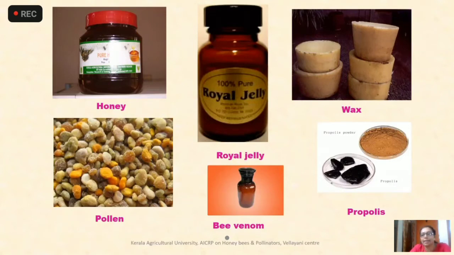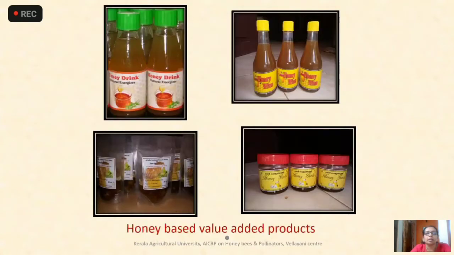Earlier, it was directly injecting the bee venom, and this technique was first imported from China. So we have gone through the 6 products: honey, then royal jelly, wax, pollen, venom, and propolis. These are the important products which we are getting from the hive. So that itself fetches much price.